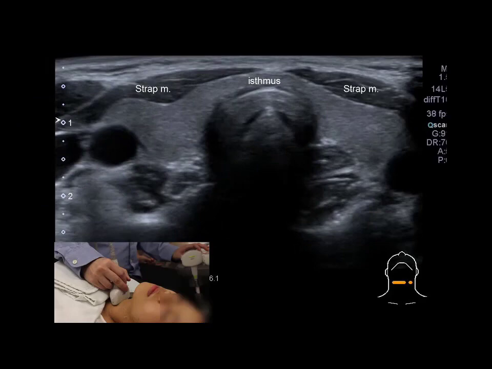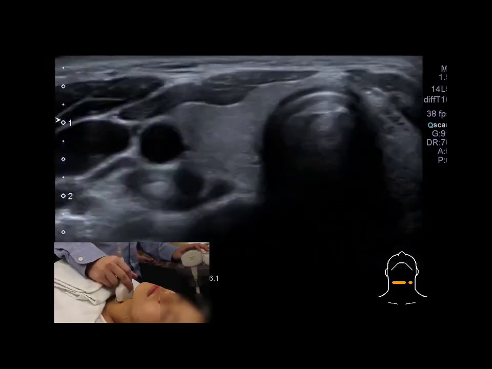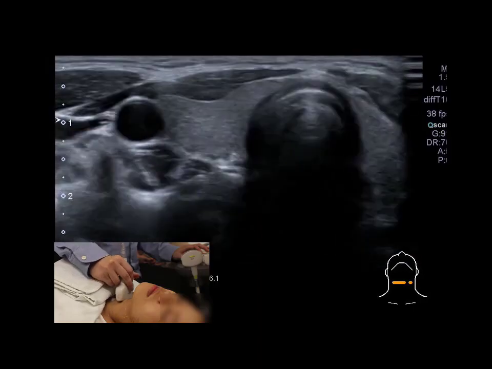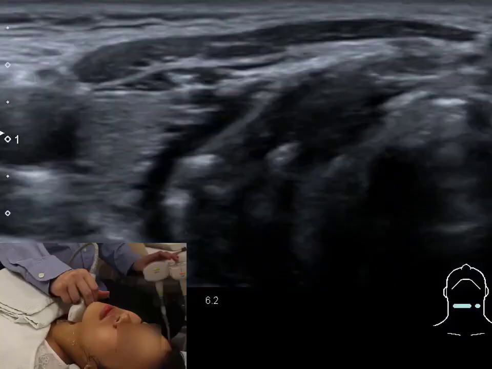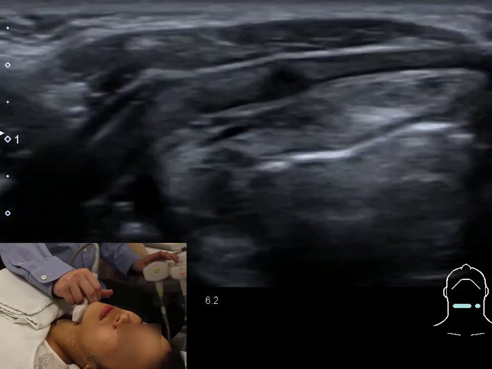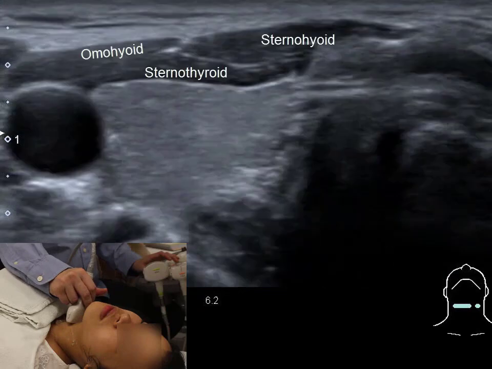Okay, let's start. We start by demonstrating the strap muscle, which is located anterior to the thyroid gland. The strap muscle has three parts that we visualize. Let's zoom in, and you're going to see the sternohyoid, sternothyroid, and omohyoid like this. So we begin with the first muscle. We start with the sternohyoid, which is located more medially and superficially.